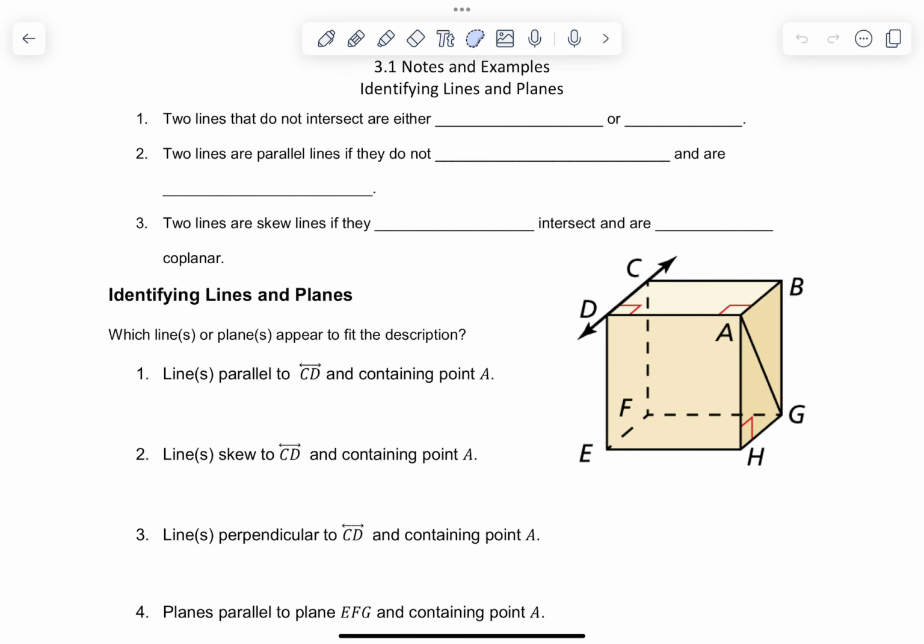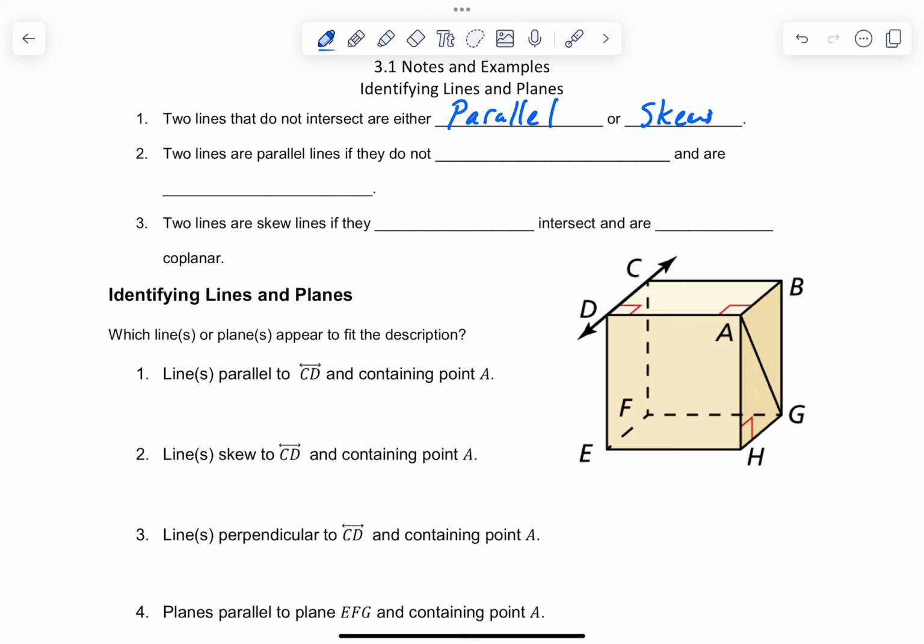In this video we're going to go over the 3.1 notes and examples. So we're starting to think about parallel and perpendicular lines and a couple of the relationships formed by them. Starting with number one, two lines that do not intersect are either one of two things. They are either parallel or skew. And parallel is probably a term that you've heard before.